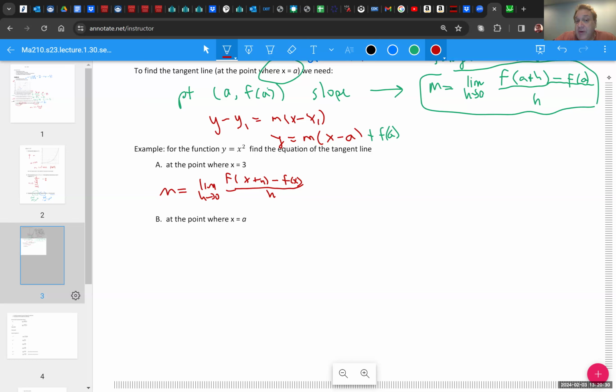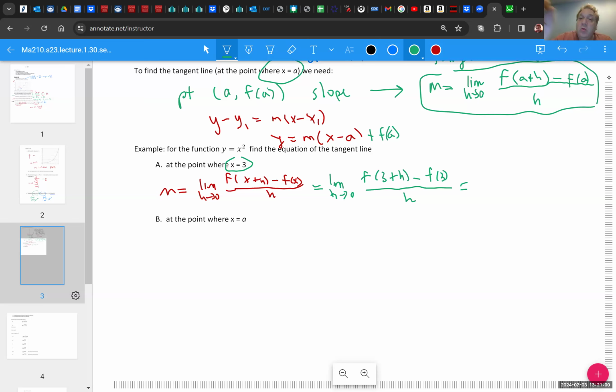Okay, so we know what x is. It's not a random place, it's actually 3. So this is going to be equal to, oops, that should say h is getting close to 0, not x. And then we plug in 3. So we get f(3+h) minus f(3) over h. All right, well, still looks kind of messy, doesn't it?